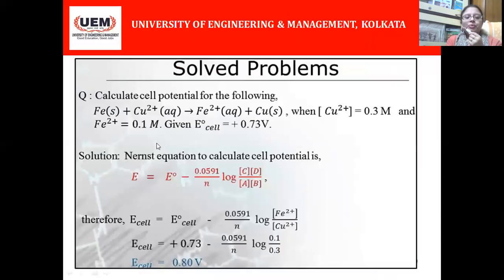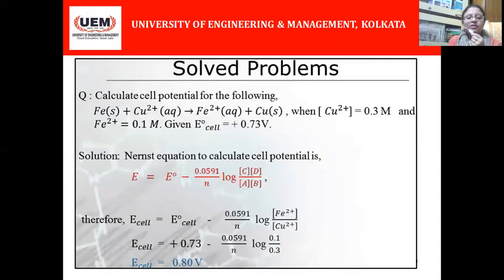Now here I put a problem for your better understanding. See, what is the problem? Calculate the cell potential for the following. A cell is given. Iron is reacting with copper 2 plus. It is converted to iron 2 plus and copper 0. The concentration of copper 2 plus and the concentration of iron 2 plus are given. The standard electrode potential of the cell is given. So you have to measure the cell potential, that means E cell. All other parameters are given.